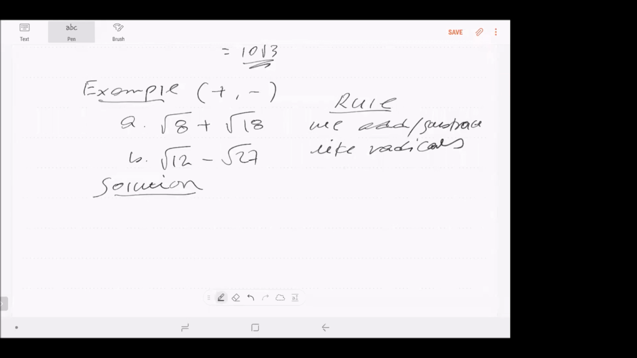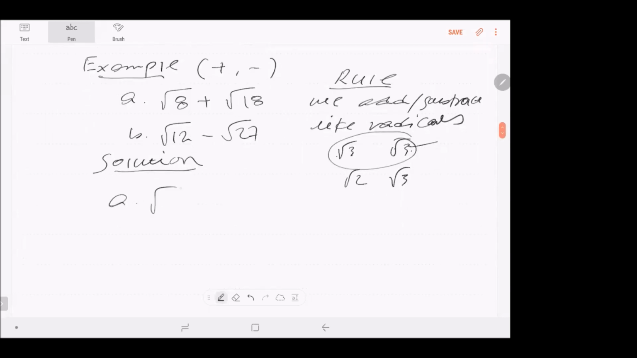For instance, the square root of 3 and the square root of 3 are like radicals. The square root is square root in both cases. The radicand is 3 and 3. The square root of 2 and the square root of 3 are not like radicals. So to consider radicals like radicals, the radical sign must be the same, and also the radicand must be similar. So for this case, these are like radicals.